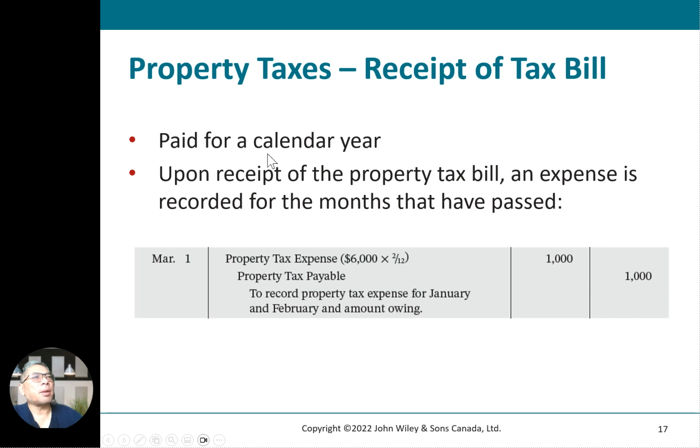Property tax: the tax bill is received and paid for the calendar year. Upon receipt of the property tax bill, expense is recorded for the months that have passed. March 1, property tax expense debit, property tax payable credit, to record property tax expense for January and February and the amount owing.